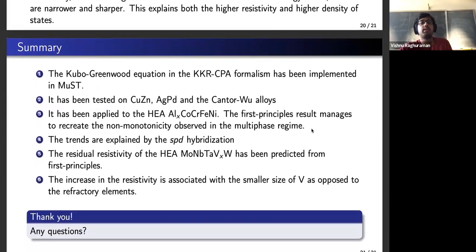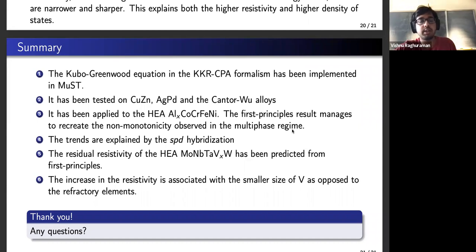So that is the summary of my talk, which is that we implemented this technique in our code, and initially applied it to some systems that have been studied previously, except for the copper zinc, where we found slightly anomalous behavior at 0.1 copper concentration that we haven't studied yet. And we applied it to the multi-phase high entropy alloy, and we managed to recreate the experimental trend that was observed in the non-monotonic region.